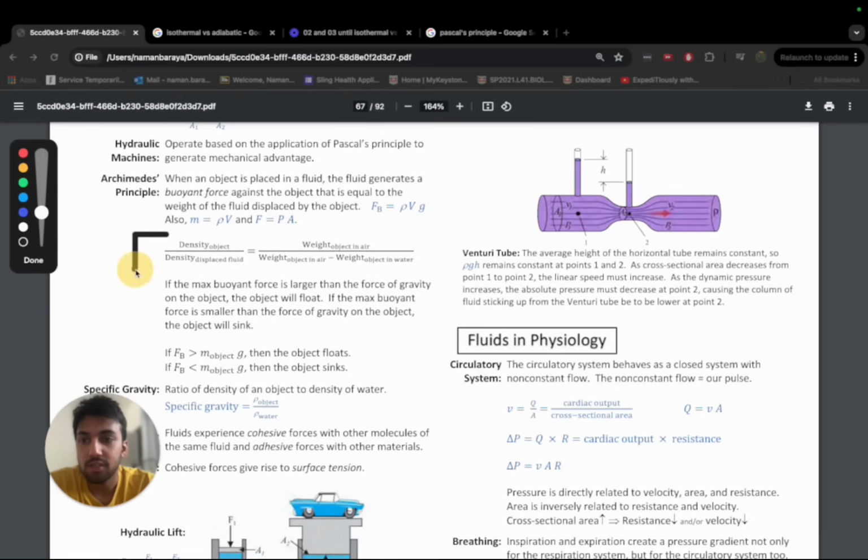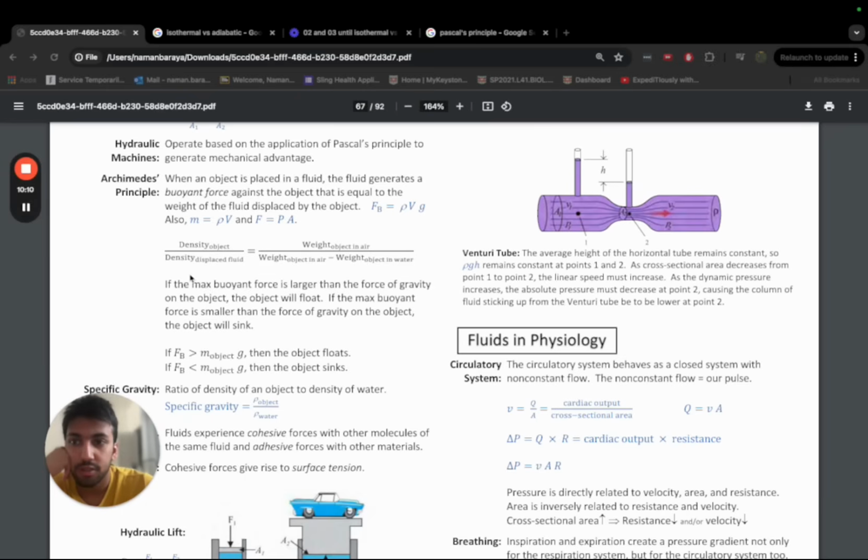Now, this is another important equation, which is just based on what I've just told you: the density of the object divided by the density of the displaced fluid is equal to the weight of the object in air divided by the weight of the object in air minus the weight of the object in water. You don't need to memorize this equation, but you need to understand why it works. It's best to describe this by giving you two examples.